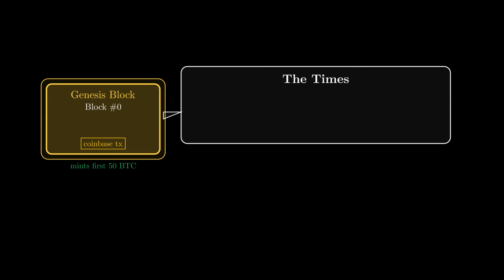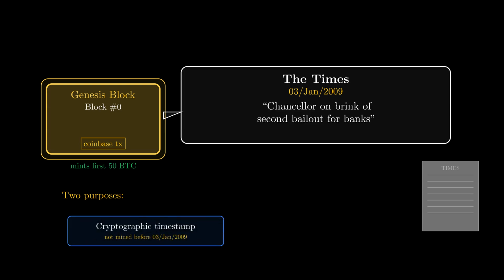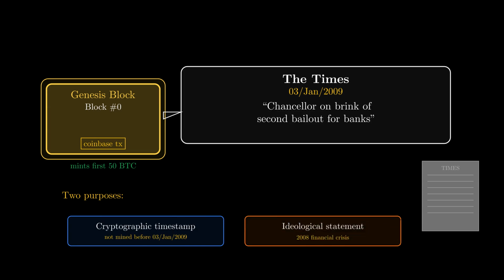Satoshi did one more thing in the Genesis block. Inside its Coinbase transaction, the transaction that minted the first 50 Bitcoin, he embedded a string of text. The Times, 03 January 2009. Chancellor on brink of second bailout for banks. That headline served two purposes. It proved the block could not have been mined before that date, a cryptographic timestamp, and it was an ideological statement mined into the foundation of Bitcoin during the depths of the 2008 financial crisis.